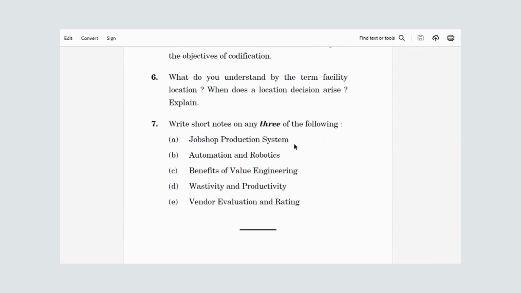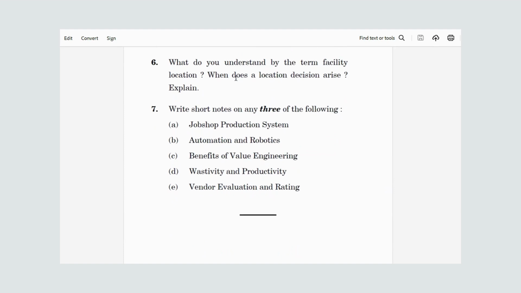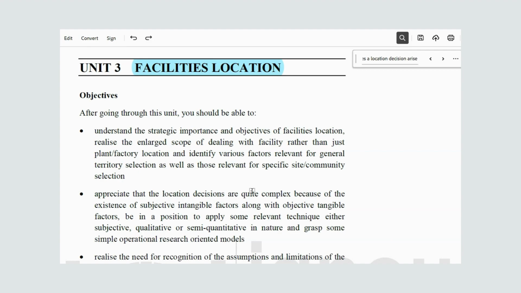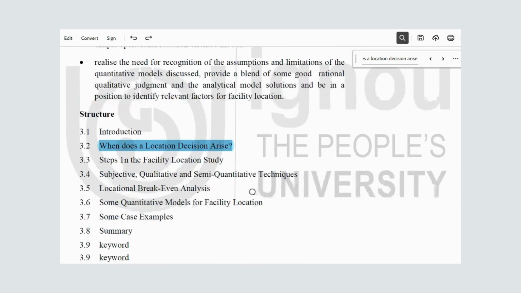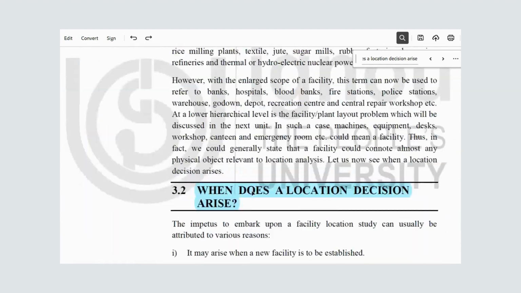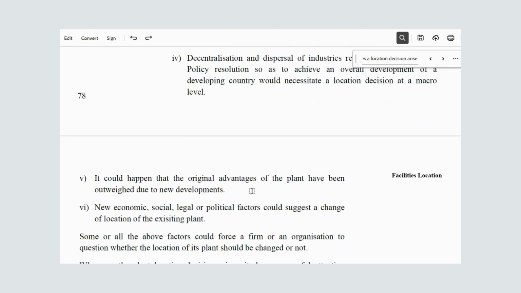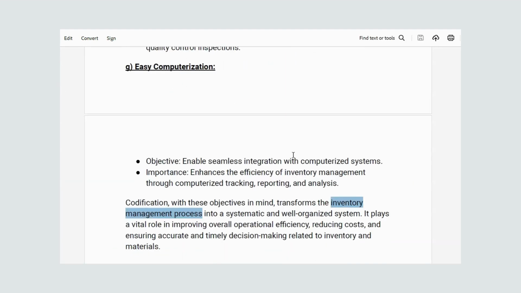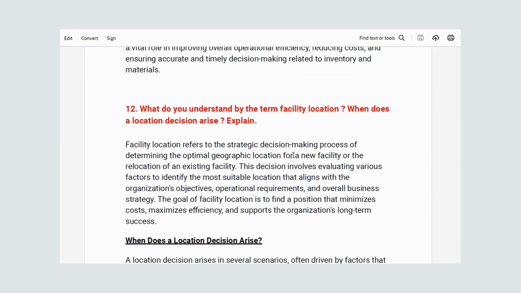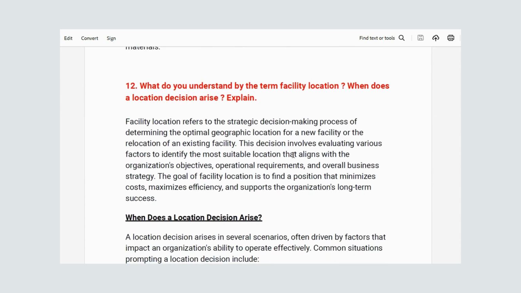The next one is: what do you understand by the term facility location? When does a location decision arise? In Unit 3, facilities location, we can see the topic 'when does a location decision arise' here in our text. So just go through that topic in the text and then come back to this note. Facility location refers to a strategic decision for determining the geographical location that is needed for starting a new facility or relocating an existing facility.